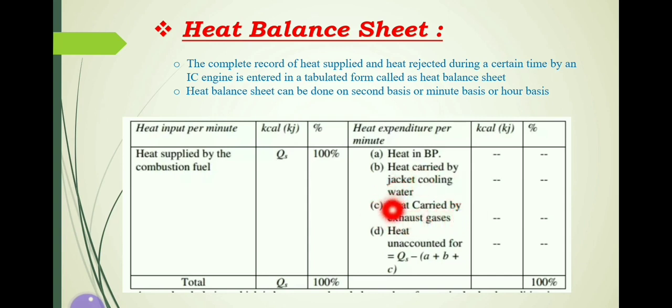And at the last, heat unaccountable. How are we able to find it out? We have to consider the total amount of heat, that is QS, heat supplied, minus all these three expenditures. First expenditure, brake power. Second expenditure, that is cooling water loss. And third is nothing but the exhaust gas losses.